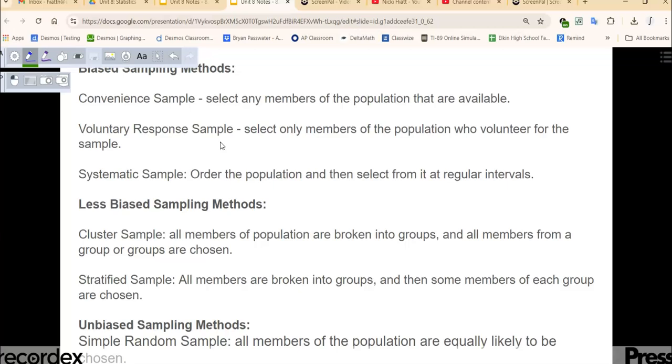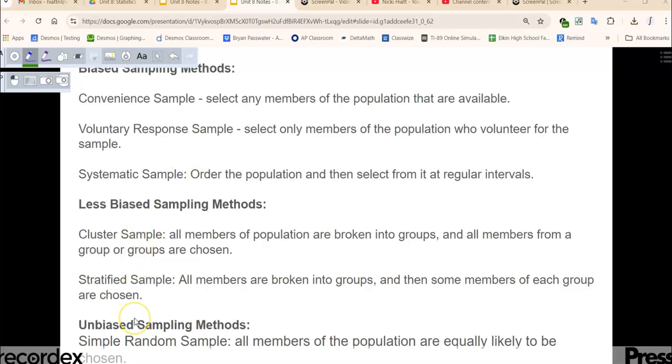A stratified sample is when all members are broken into groups and then some members of each group are chosen. So, for example, if I looked at club members, so I broke everybody up into the clubs that they were a member of, and then I picked 2 members from each club to survey. So I would be making sure that I represented each group, each club, but I was choosing those randomly. So this is a decent way to sample, but it can have its issues as well.